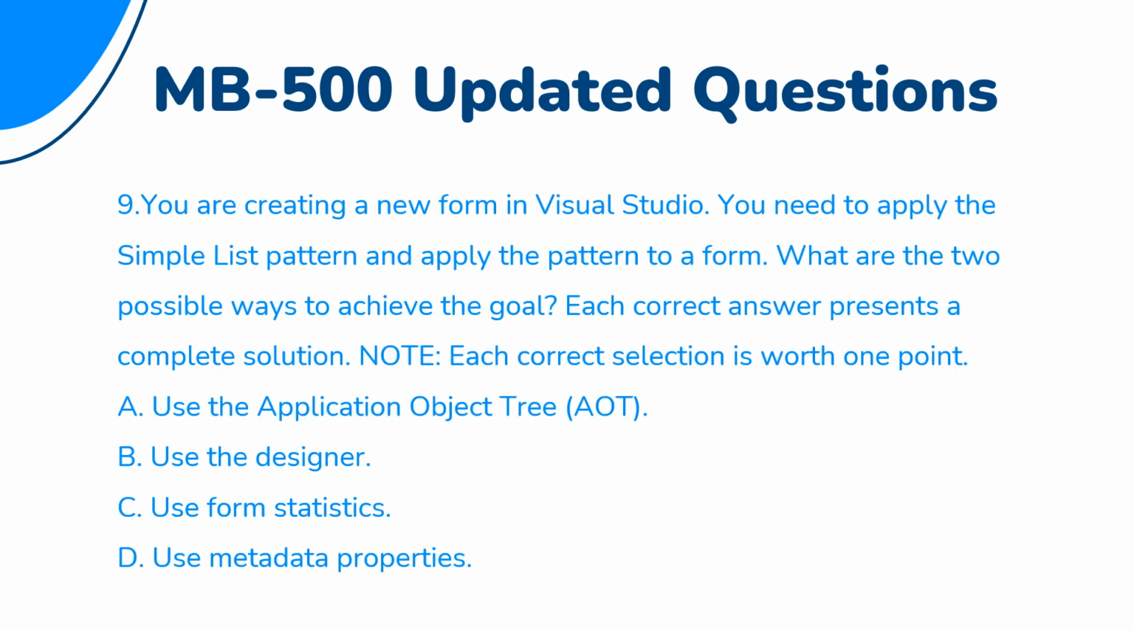9. You are creating a new form in Visual Studio. You need to apply the simple list pattern and apply the pattern to a form. What are the two possible ways to achieve the goal? Each correct answer presents a complete solution. Note: each correct selection is worth 1 point. A. Use the Application Object Tree, AOT. B. Use the Designer. C. Use Form Statistics. D. Use Metadata Properties.